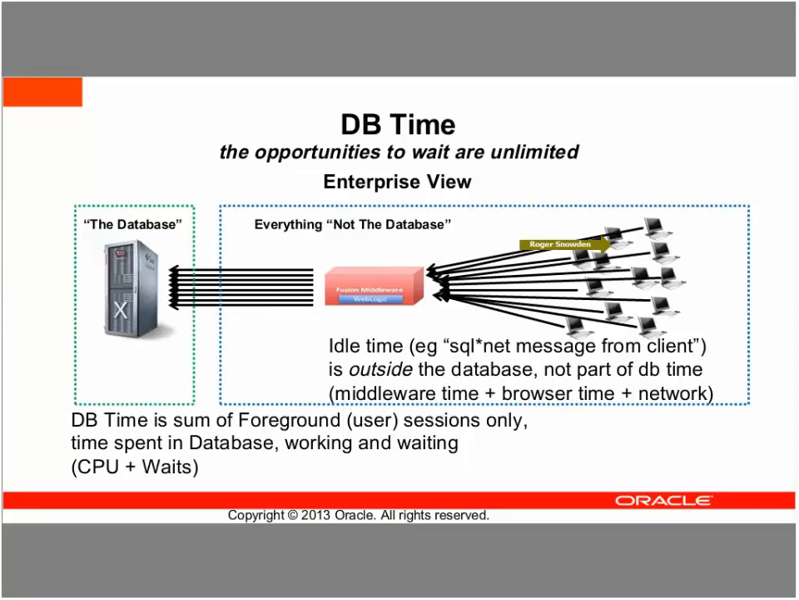However, from the database, we only see what happens in the database. So we have a concept we call DB time, which is for all of those connected foreground sessions, how much time is spent in the database, not waiting for a message from the middleware, but waiting or trying to get work done, either consuming CPU or waiting for a resource internally. And any time that we're not doing that, we have what we call an idle wait, which would typically be SQL*Net message from client, waiting for the middleware to send us a request.